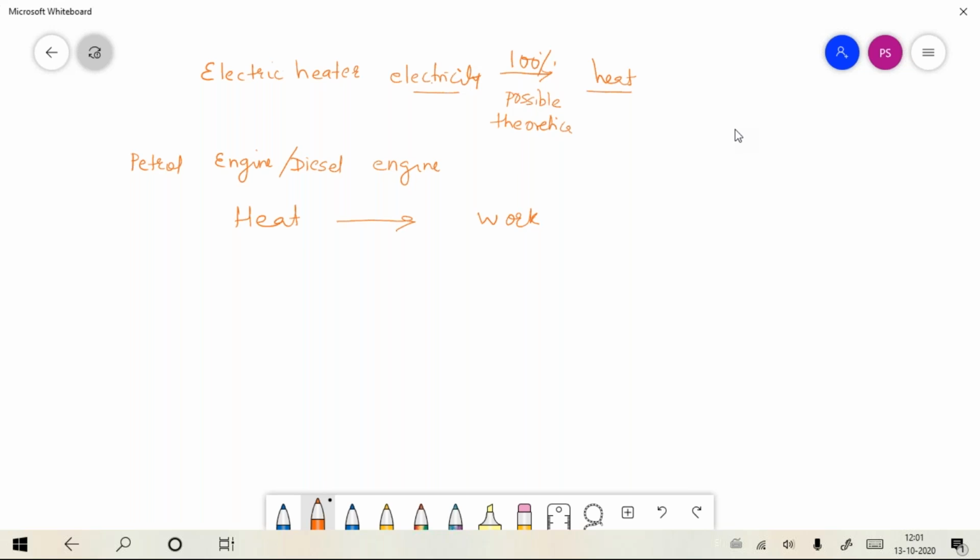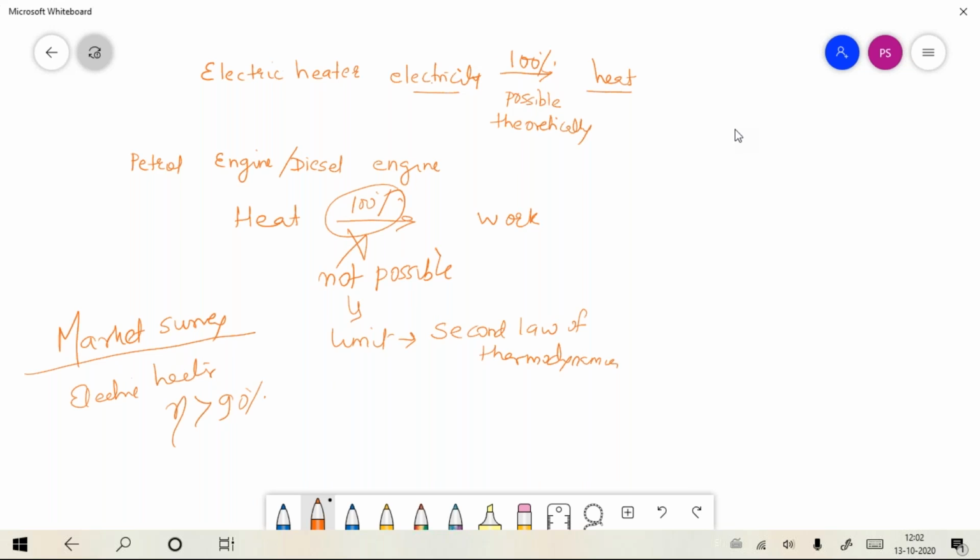In a market survey, electric heaters would have an efficiency greater than 90%. Okay, very high efficiency, 90% and above, because we are talking about converting a high grade energy to a low grade energy, which is possible. We can convert the high grade energy to a low grade energy.